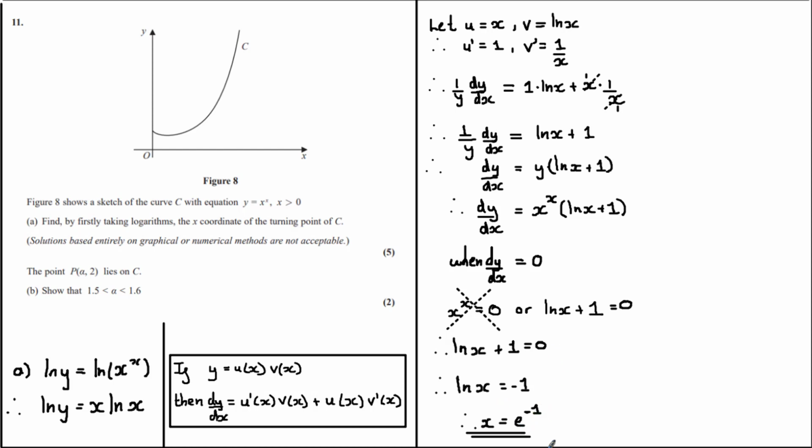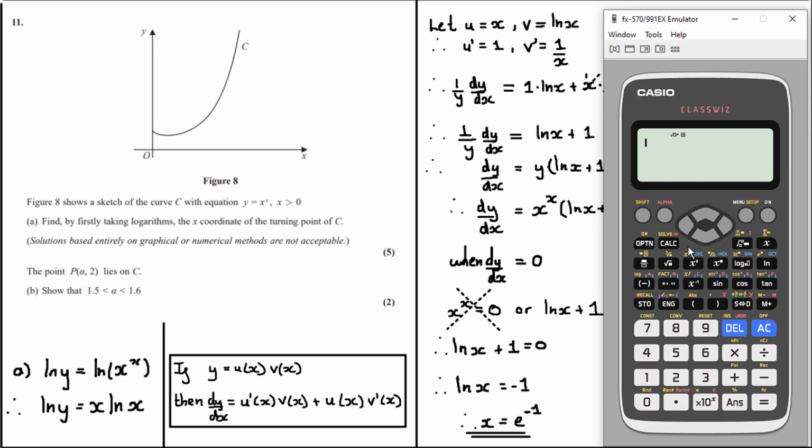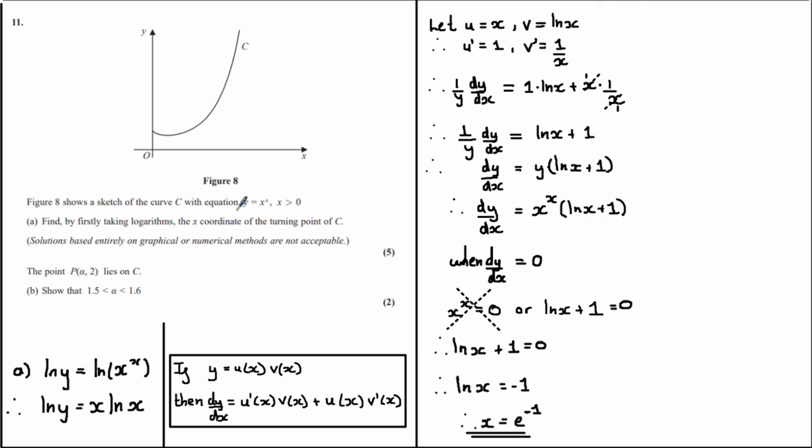And this would be our stationary point, which you could also work in your calculator as 1 divided by e, okay? And it's 0.36 and so on. Okay, so we can just update the graph to reflect the stationary point that we've just found as around about here. The next part of the question says the point P, which has coordinates alpha and 2, lies on the curve C. Show that alpha is greater than 1.5 but less than 1.6, and this is a 2-mark question.